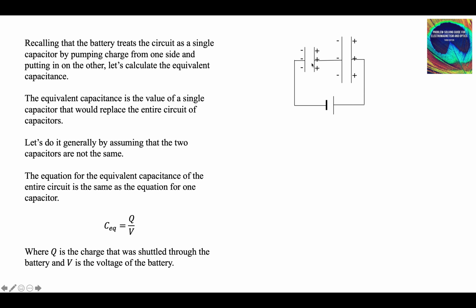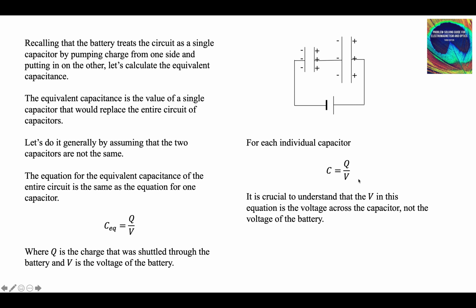So this is what happens. This charge is equal to that charge, this charge is equal to that too, the magnitudes are all equal. The charge that goes through the battery is also this charge, because there's only one capacitor that can take the charge from the battery. For each individual capacitor, we have the same equation, C is Q over V, but this V is the voltage across the capacitor. This is the charge on the capacitor. This is the capacitance of the capacitor. This is not the voltage of the battery. If you like to plug things into equations without thinking, you might plug in the voltage of the battery here and get the wrong answer.